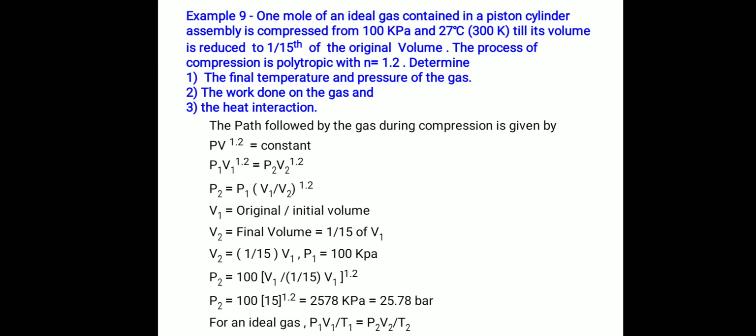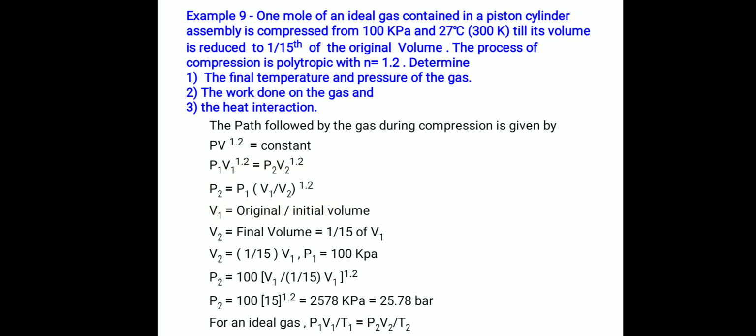V1 is the initial volume, V2 is the final volume, and in the numerical they mention that the volume is reduced to 1/15th of the original, that is the initial volume. So V2 is nothing but 1/15th of V1, that is the main condition. So we can use the value of V2 in terms of V1 and put it in the equation. P1 is given, that is 100 kilopascal. We can put the values of P1 and V2 in the above equation.